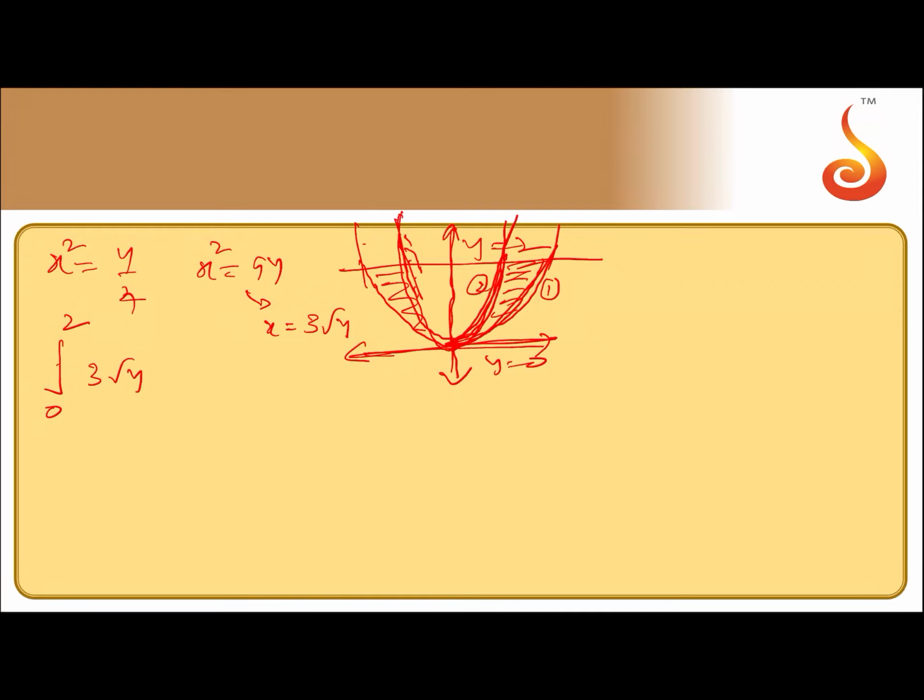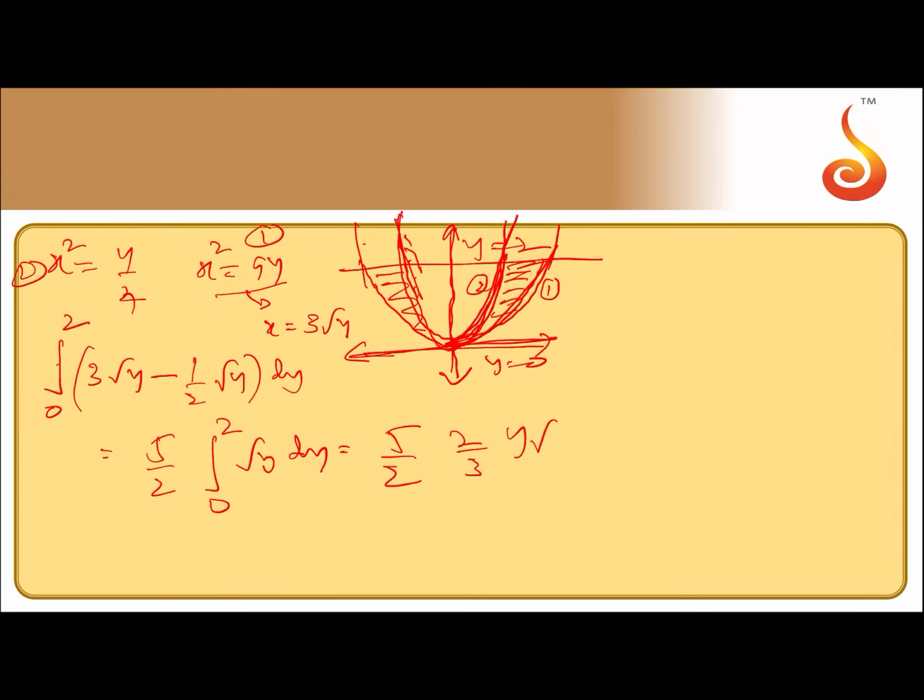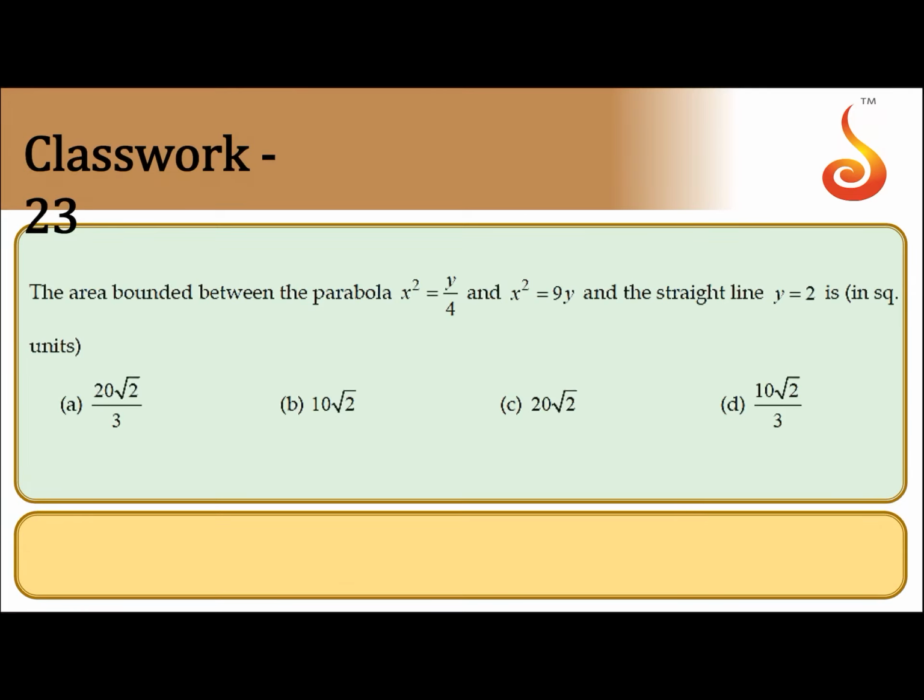This is the first curve, this is the second curve. Area under this first curve, that is 3 root y, minus area under the second curve, half root y, into dy. And 3 minus half gives 5 by 2. So 5 by 2 times the integral from 0 to 2 of root y dy. That is 5 by 2 times 2 by 3, y root y, with limits from 0 to 2. So you'll get 5 by 3 times 2 root 2, which is 10 root 2 by 3.